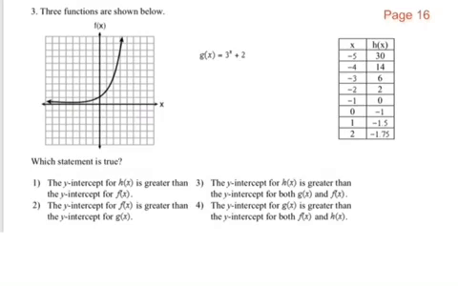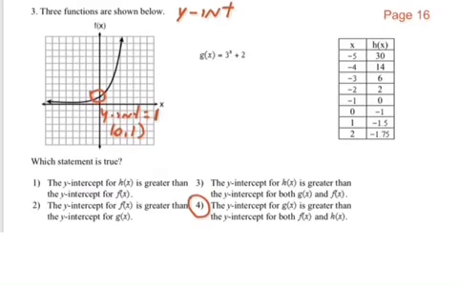Question number 3 on page 16, the correct answer is choice 4. Now for this question, all of the choices are talking about the y-intercept. So your y-intercept is going to be where the graph touches the y-axis. So for f of x, my y-intercept would be equal to 1, or it would be the coordinate (0, 1).